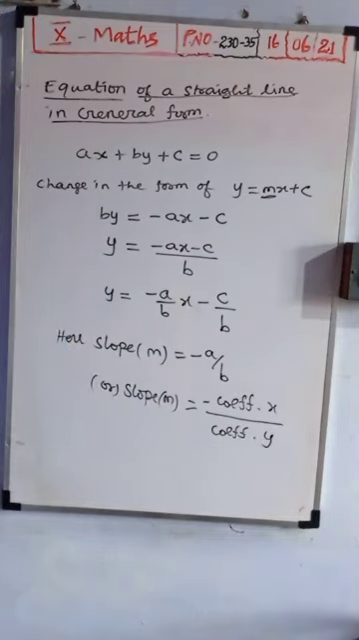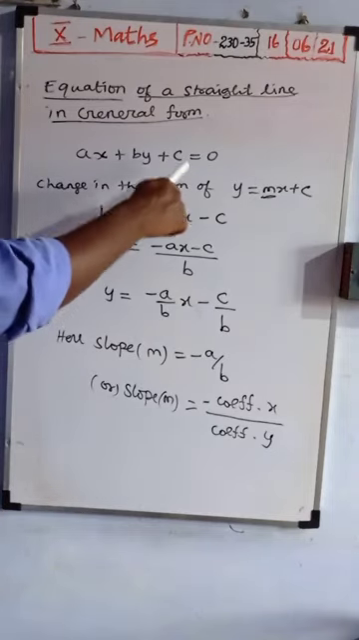So if a straight line is given in this form, how do we find the slope? Slope m is equal to minus a by b, or else minus coefficient of x divided by coefficient of y.